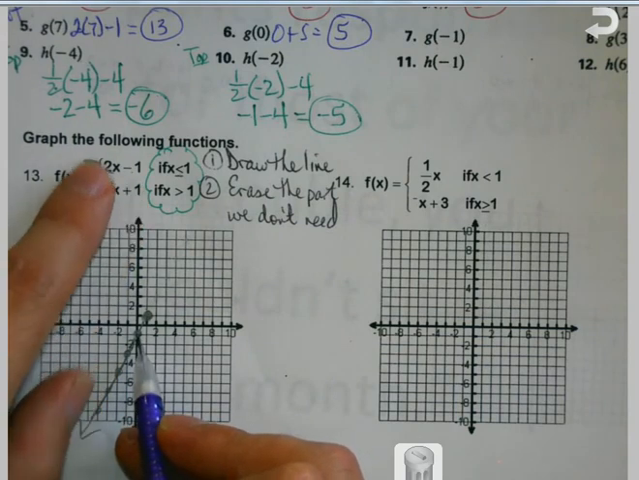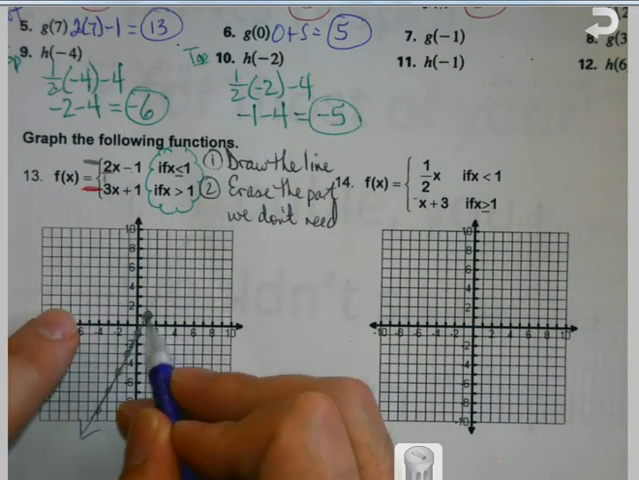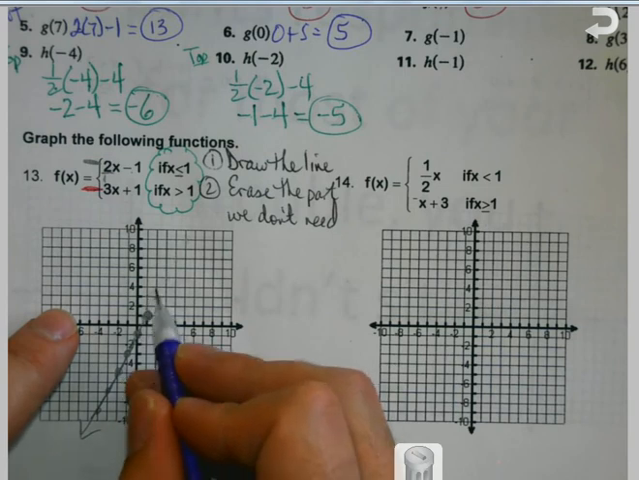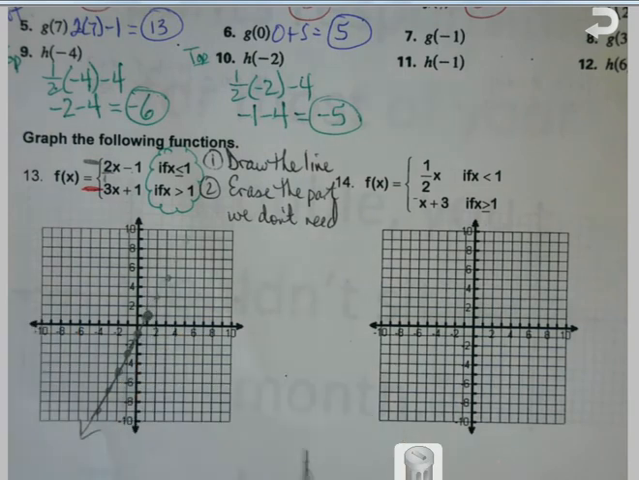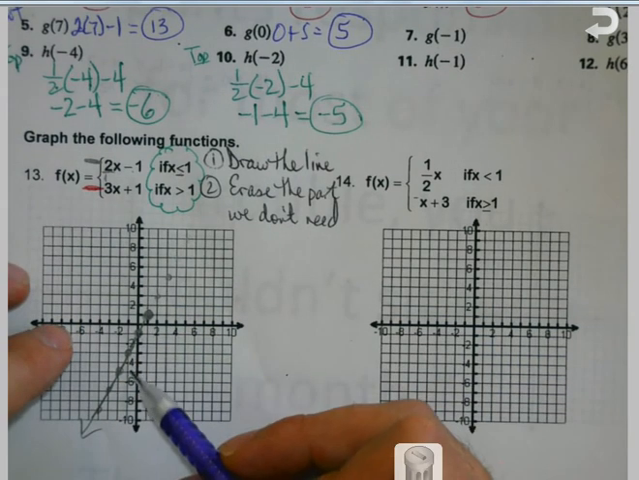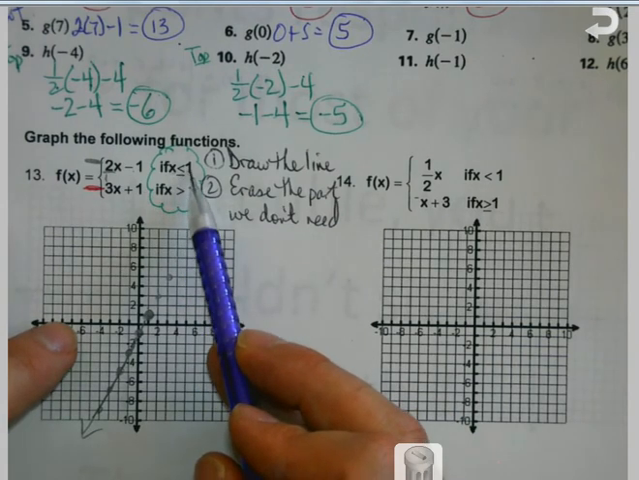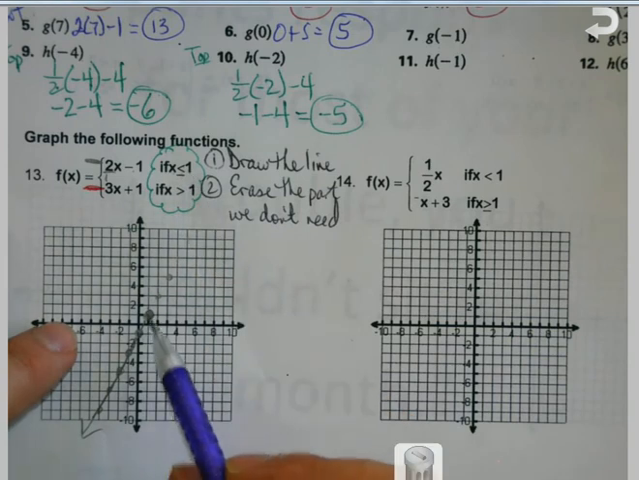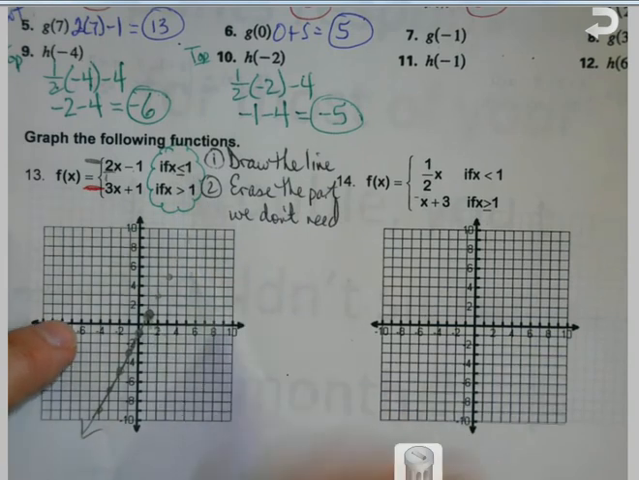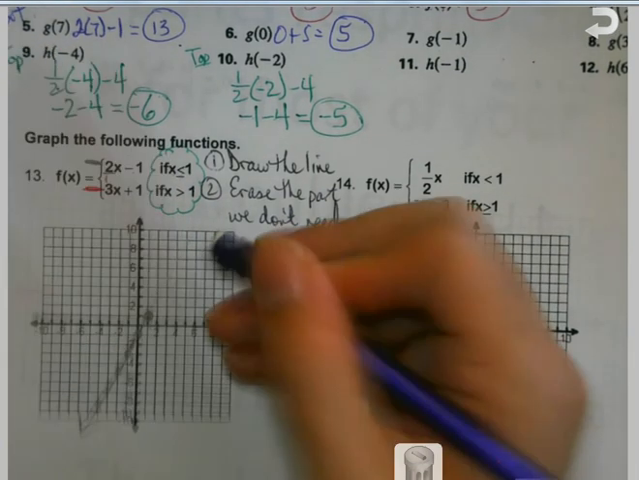And then since my slope is 2 over 1, I kept going up 2 and right 1, up 2 and right 1, and so on. But the only part of the line I want is the part that starts at 1, because x is less than or equal to 1. So since this is where x equals 1, that's my first dot, and then I just go from there, and I don't want the rest here.